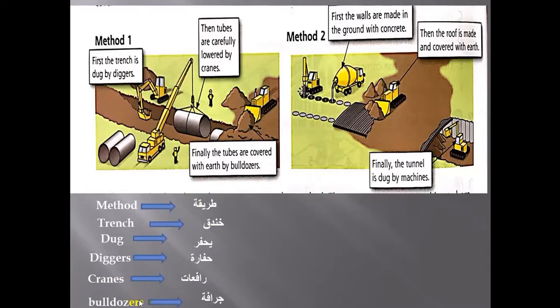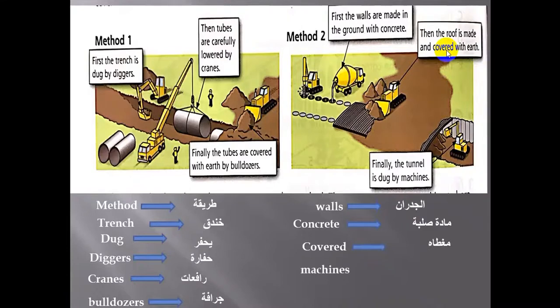It's a plural noun. Walls, which mean الجدران. Concrete, which means مادة صلبة وهي عبارة عن الإسمنت. Covered, مغطى. Machines, which mean الآلات.